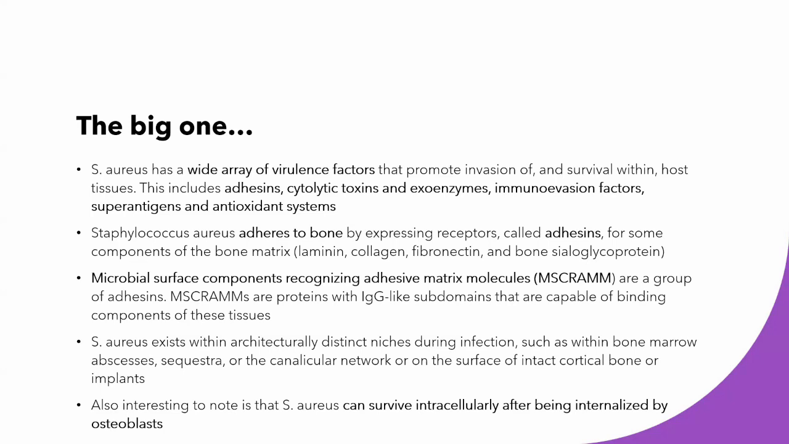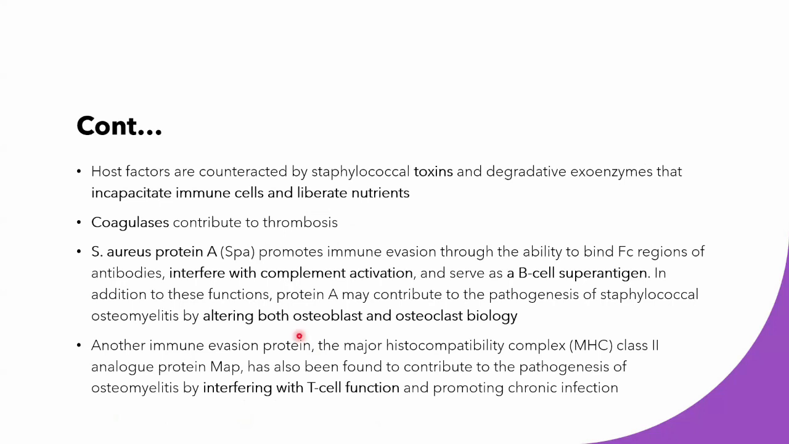It can latch on to bone and its surrounding structures, collagen, sialoglycoprotein, whatever that is. It's got its own subset of adhesins called the MSCRAMMs, which make it even more suited to latching onto bone and surrounding structures. It can sit in distinct niches like abscesses and sequestra, which are obviously oxygen poor, perpetuate ischemia, necrosis, and infection. It can even be internalized by our osteoblasts into healthy bone. Even worse than that, it can incapacitate our own natural immune cells and liberate nutrients. Guys, this bug was made for bone.